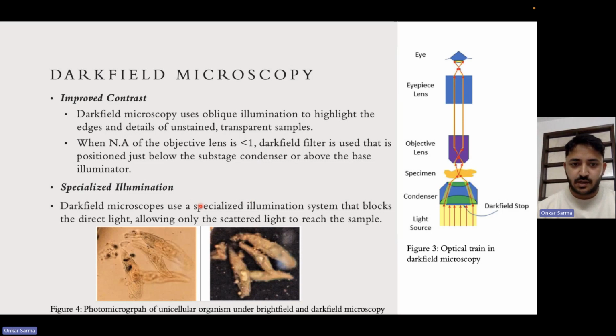As already mentioned, the dark field microscope uses a specialized illumination technique that blocks the direct light and allows only the scattered light to reach the sample. So here's the clear-cut difference. In the bright field microscope, we are unable to correctly differentiate between the foreground and the background, or the circle and the background, but in dark field, we can clearly identify the sample from the black background.